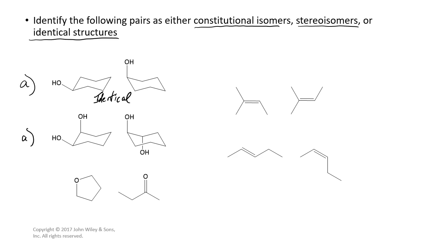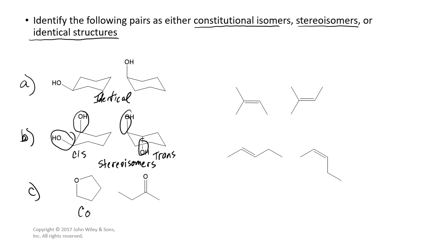In the second example, we have two molecules that have the same molecular formula, same connectivity, but the spatial arrangement seems to be different. In the first molecule, the alcohols are both on the top face of the ring, so this is cis, and in the second example, the alcohols are on opposite faces of the ring, which makes it trans. So these are stereoisomers. That was B. We'll call this C. In example C, we've got two molecules. It looks like they have the same molecular formula. They both have 4 carbons and 8 hydrogens, but the connectivity is different. So these are constitutional isomers.